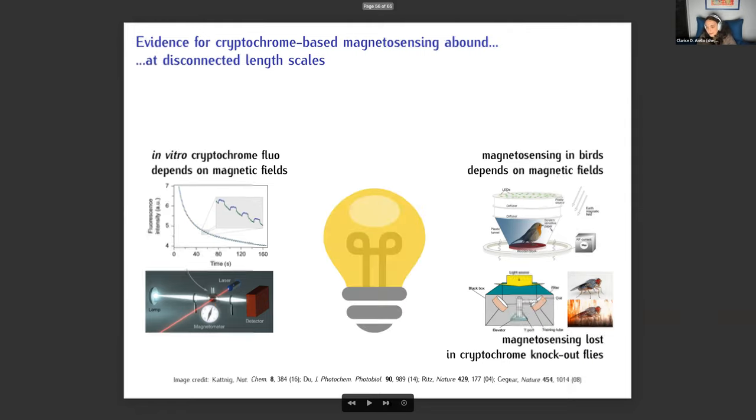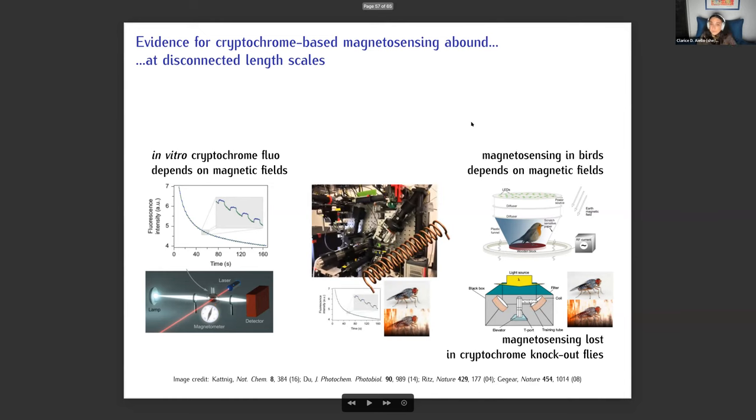And this is exactly what we are doing in our lab. We're just starting, right? We want to bridge those two length scales. We want to start doing quantum-inspired experiments in living systems, but at smaller length scales, right?